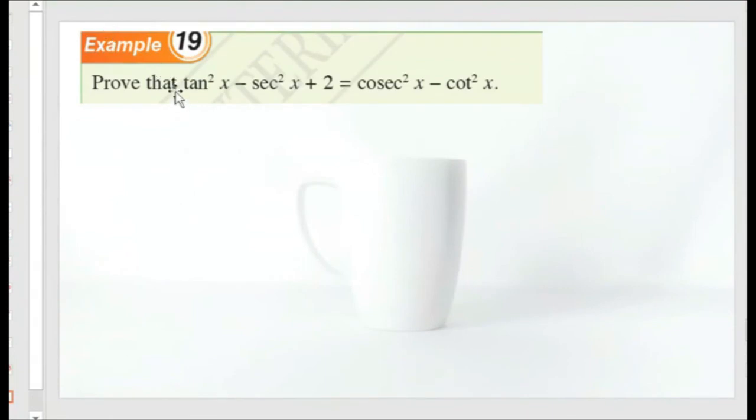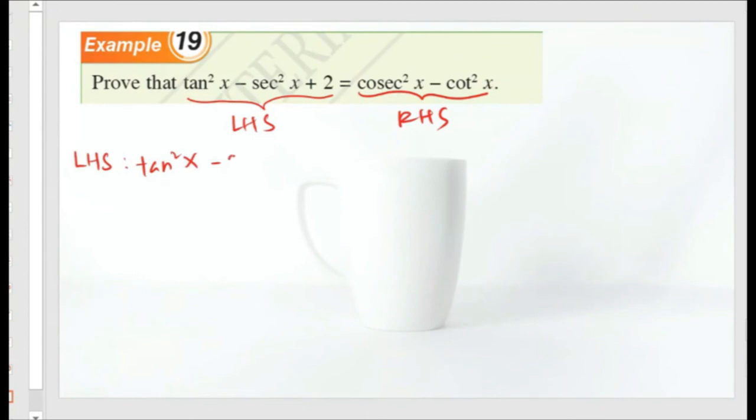Prove that tangent squared x minus secant squared x plus 2 equal to cosec squared x minus cotangent squared x. Okay, you see this. Now, left hand side, right hand side, both look complicated. So, how are we going to do this? No worry, we do step by step. We do the left hand side first.